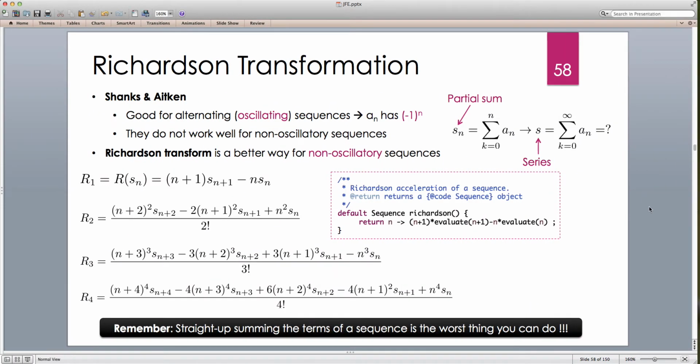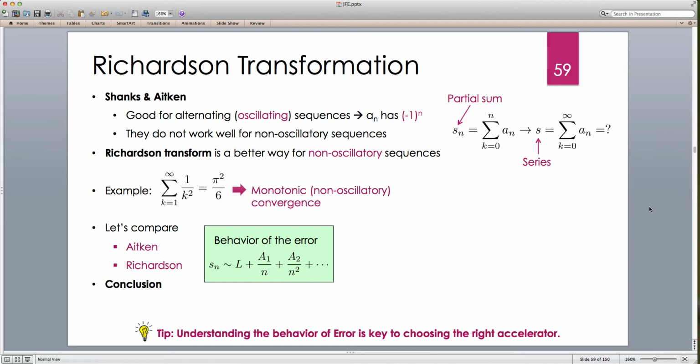Now back to the PowerPoint. So let's look at this example, 1 over k squared and k from 1 to infinity. We already know that this sequence converges, because if you look at the error, it is summing from some n to infinity of 1 over k squared. And you can make it equivalent to an integral of 1 over x squared from n to infinity. That gives you a behavior of 1 over n. So we know that the error goes to 0. So this series should converge.